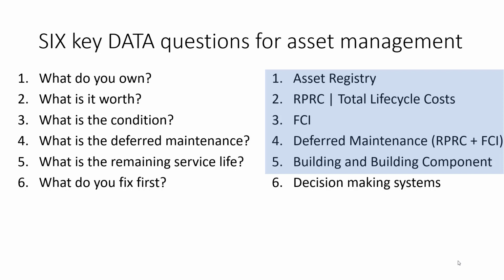Second question is, what is it worth? There are 2 ways of looking at that. One is the RPRC, and another is through total lifecycle costs. For our RPRC information, there's another video that explains how to do that, but the actual data related to that is also inside of the asset registry. Third is condition. At D&D, we use FCI scores, generally speaking, to inform us about condition. That information is also in the asset registry, and a video on how to compute an FCI is further down in the asset management area of this onboarding course.